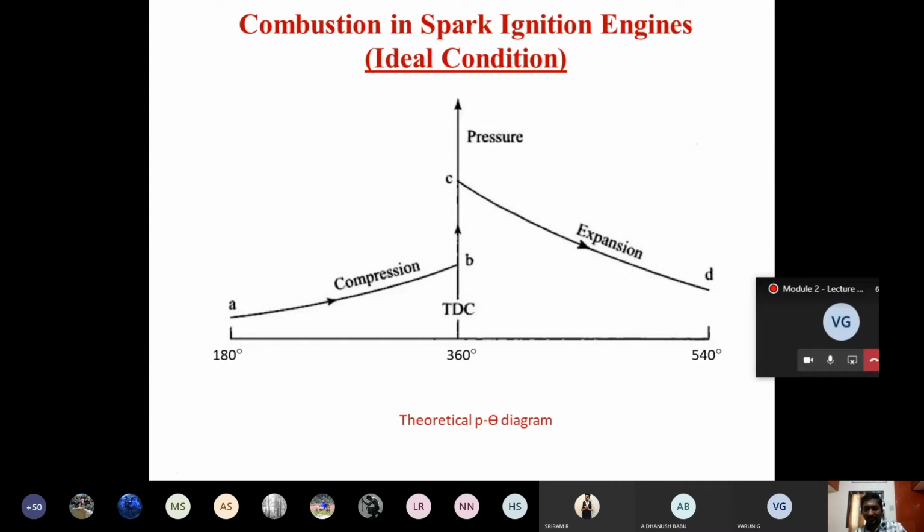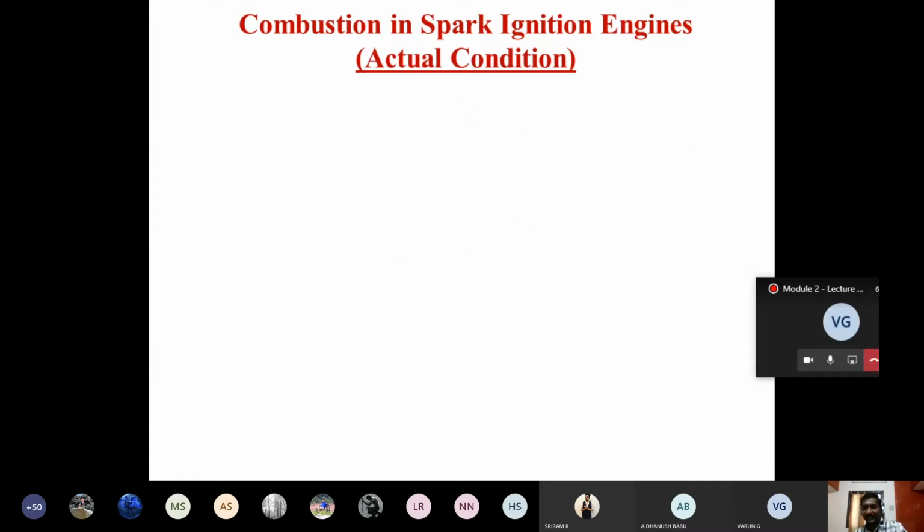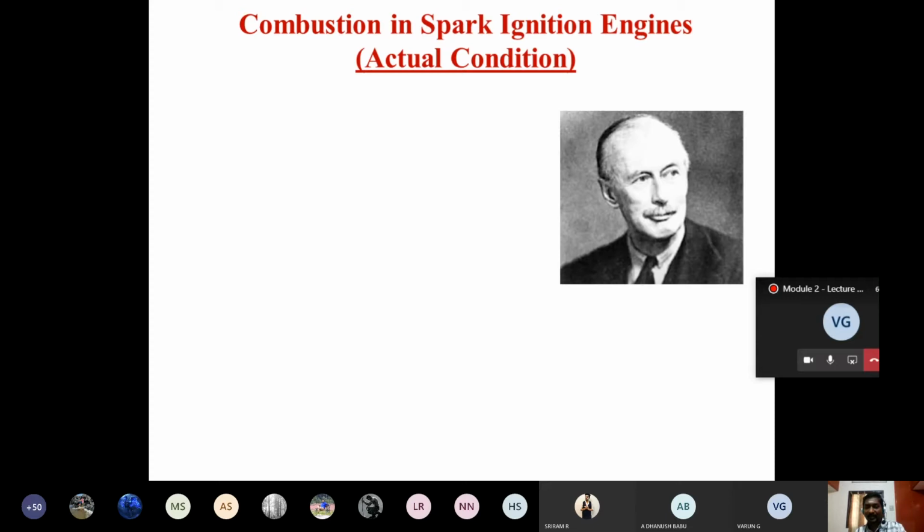In reality, it won't be like this. Now let us come to the actual condition when combustion takes place in the SI engine. This was initially studied by a person named Sir Ricardo. He was considered the father of engine research. He did a lot of research on combustion. The combustion process that takes place inside the engine cylinder was divided by Sir Ricardo into 3 stages or 3 phases: phase 1, phase 2, phase 3.